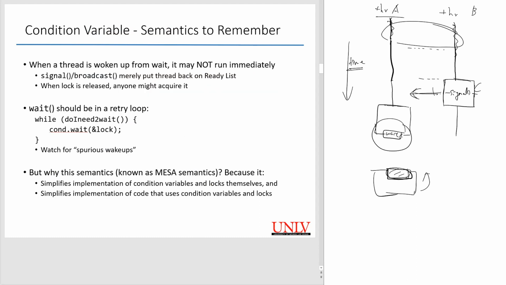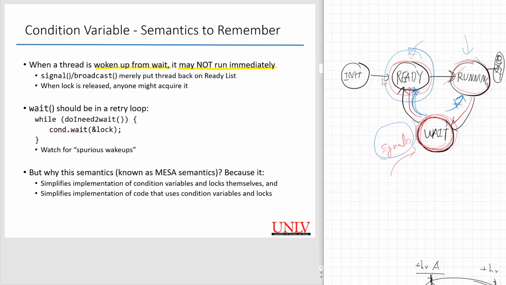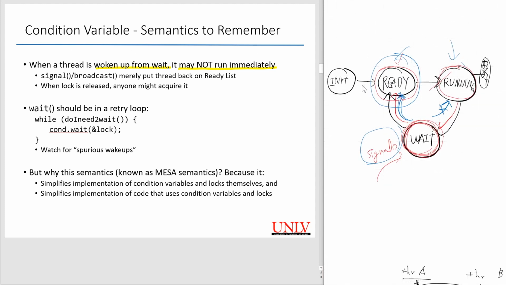Condition variable semantics to remember. When a thread is woken up from wait, it may not run immediately. We talked about this already. Why may it not run immediately? Because the thread was in the wait state, and if it is woken up, the waiting thread will make a transition back to ready, not to the running state. So this is a very important semantic.